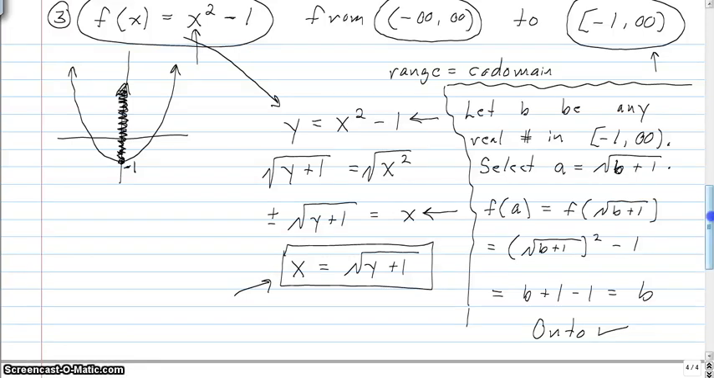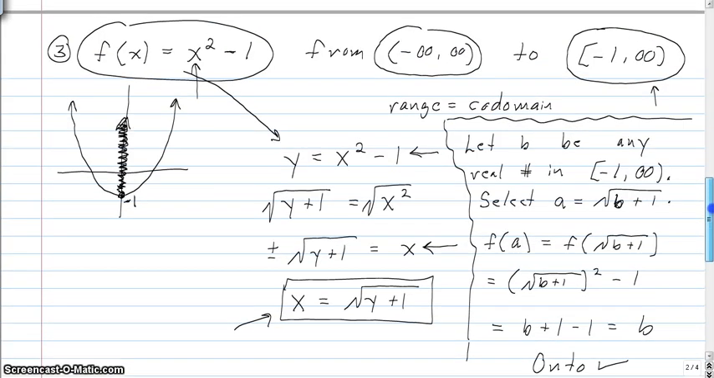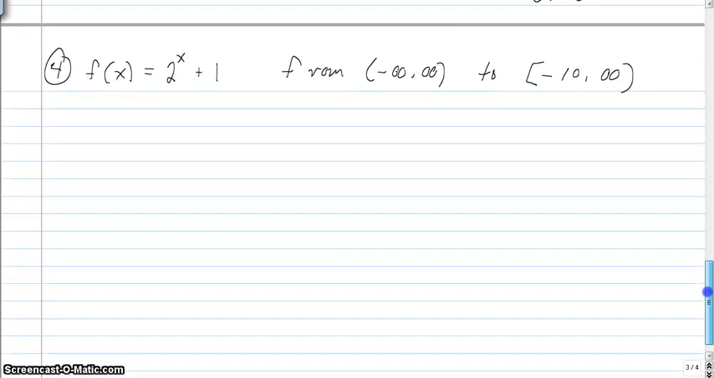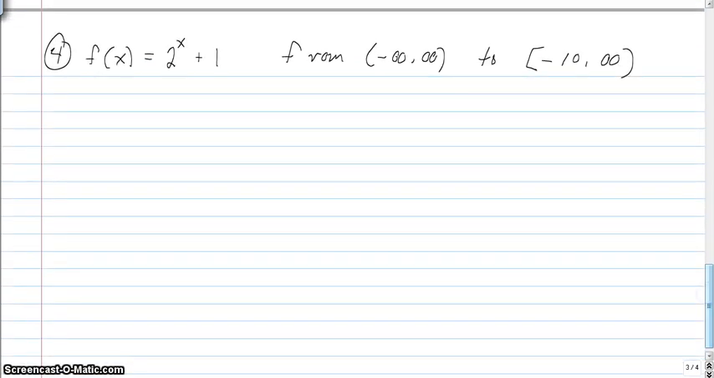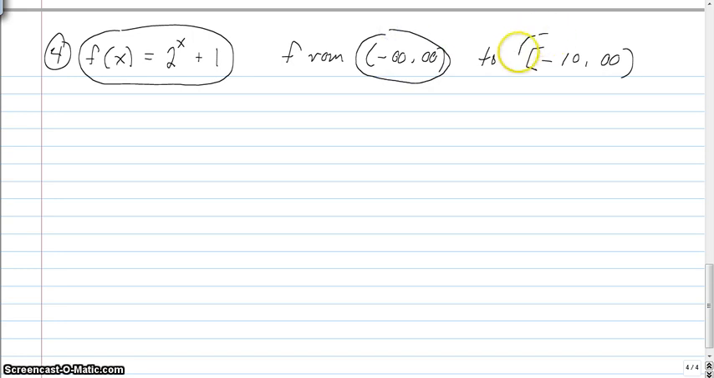Okay, so picking up where we left off in the last video, we proved that this function was onto. And so let's take a function now that's not onto. I've changed the function up a little bit: 2 to the x plus 1, going from all real numbers to this codomain, -10 to infinity. And so you may remember this type of function from your algebra.